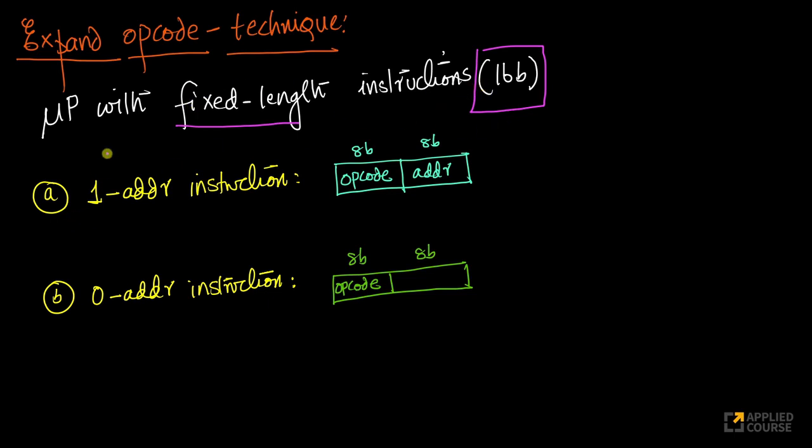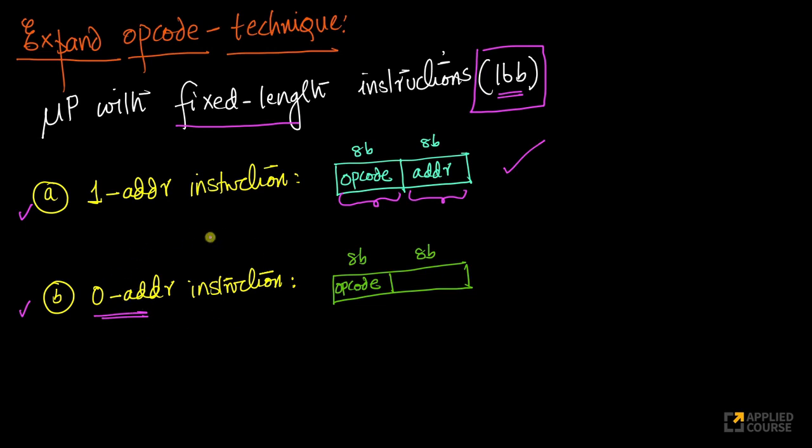Now imagine this microprocessor has both 1 address instructions and 0 address instructions. Again, I'm just taking a hypothetical example here. Let's assume in the 1 address instructions my opcodes are all 8 bits and my addresses are 8 bits. Cool. My instruction length is also 16 bits, and my 1 address instruction perfectly fits into my fixed length instruction size. No problem. The problem arises when we have 0 address instructions also.